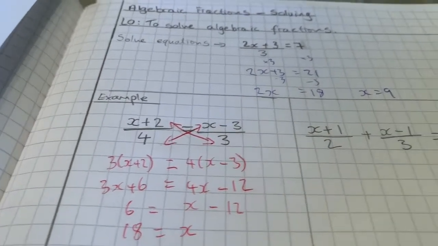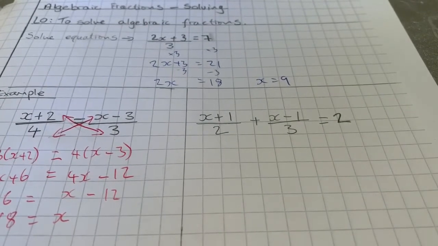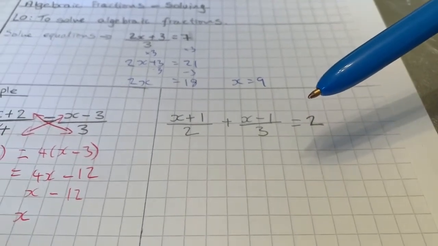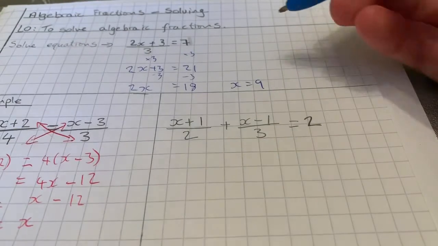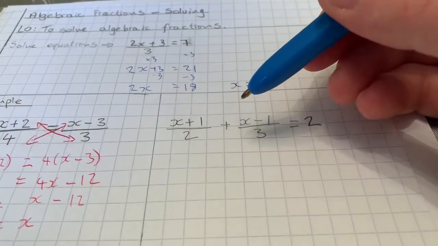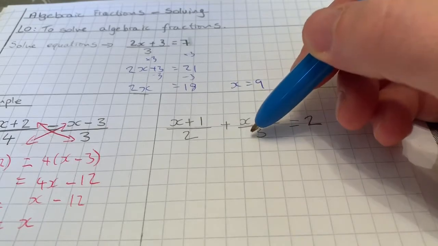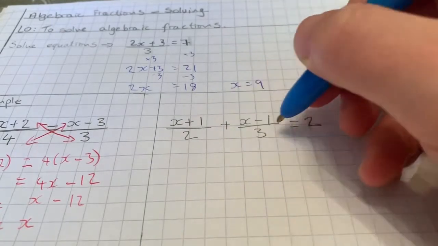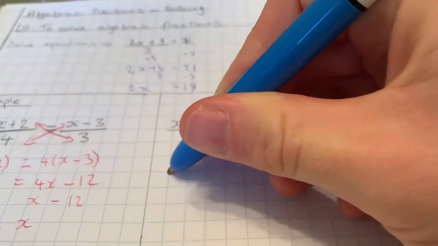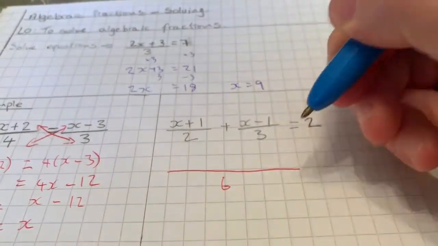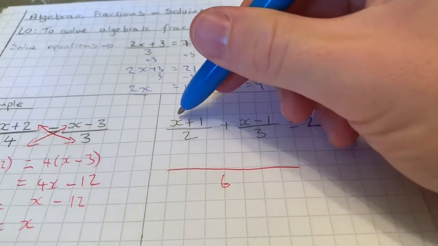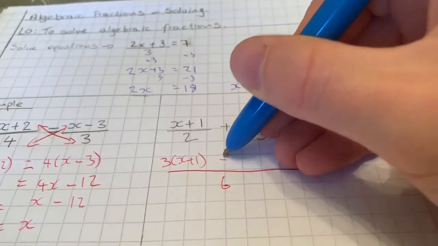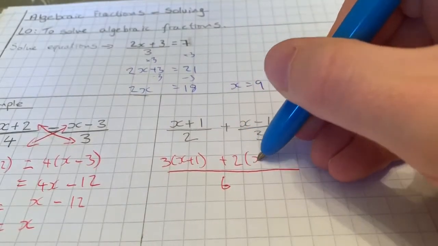Okay, second example I want to show you here. So you've got some algebraic fractions there. You've got 2 as a denominator, 3 as a denominator, and it equals 2. So what you've got to do with these is make the denominators the same and add these fractions, so you've got to make equivalent fractions. For this one, you've got to times the denominators together. So I'm going to just do this on one line and say it's 6. And then you've got to do 3 multiplied by this (x + 1), so 3(x + 1) + 2(x - 1).